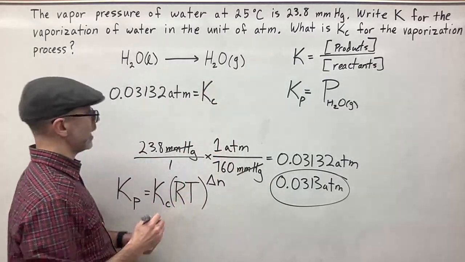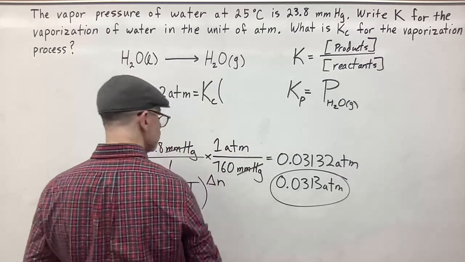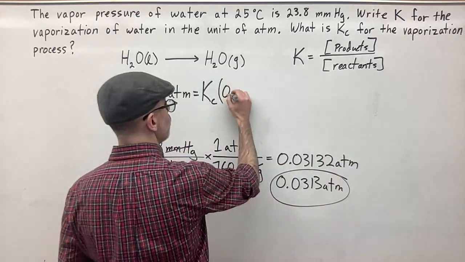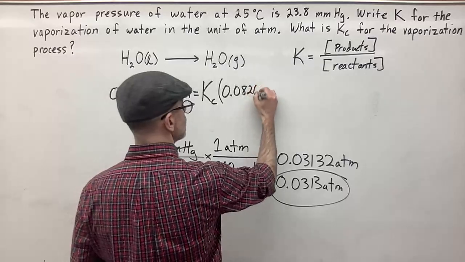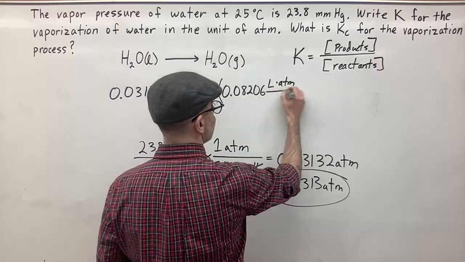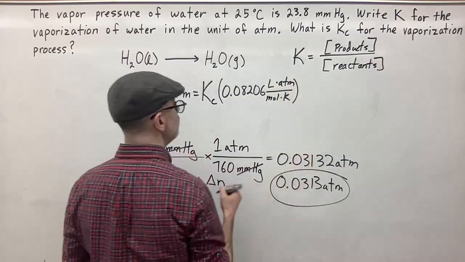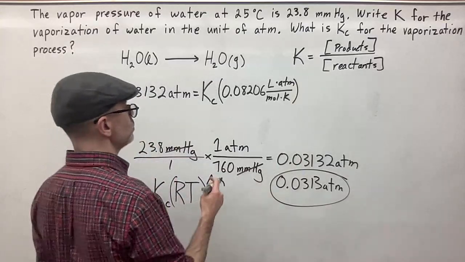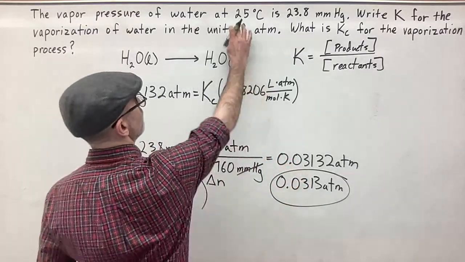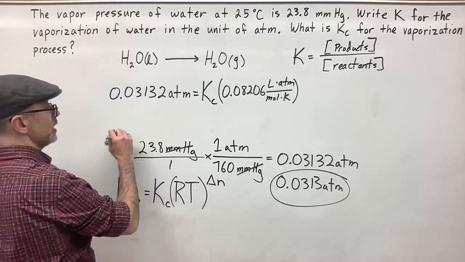And that's multiplied by R, and that's going to be your R value: 0.08206 liter atmospheres over mole Kelvin. And then we're going to multiply that by temperature. In this case, temperature is 25 degrees Celsius. It should be in Kelvin, so we're going to have to add 273 to that, right?